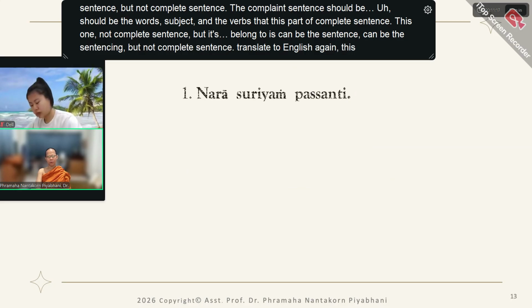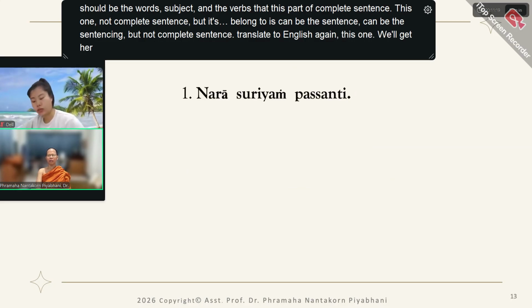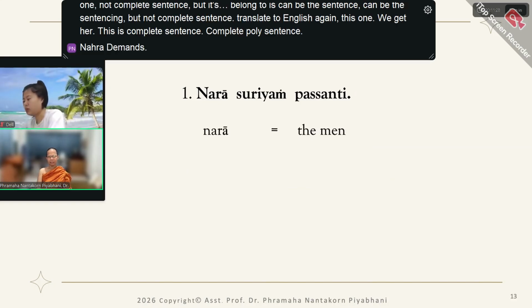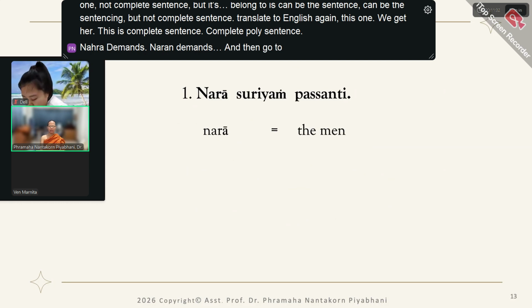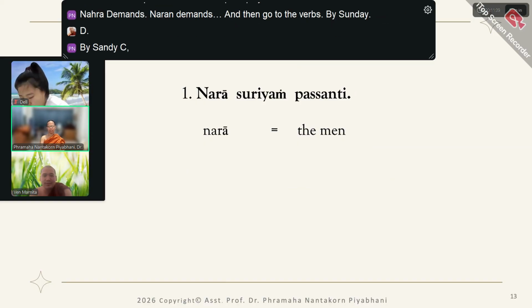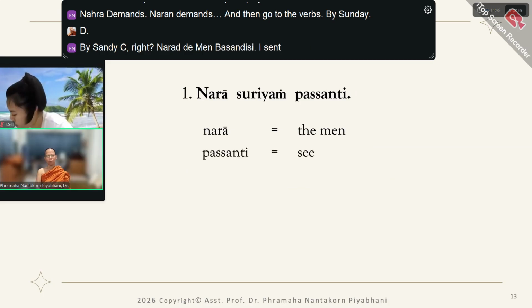This one together is a complete Pali sentence. Nara demands. And then go to the verb, pasanti, see. Nara demands pasanti, see. Pasanti see what? It calls for the object.